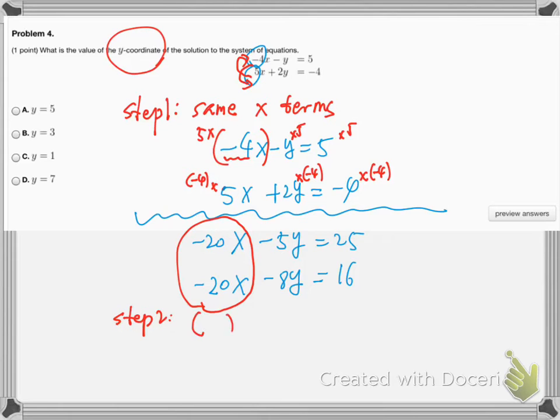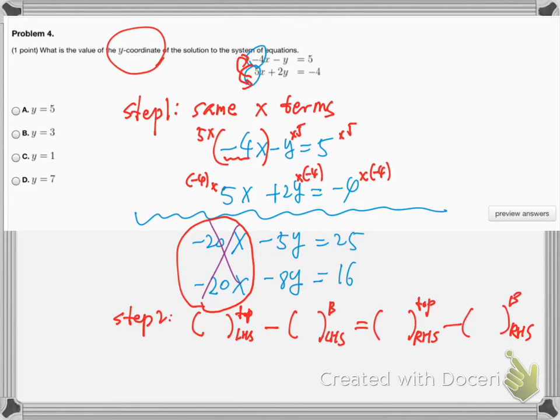Okay, so top left, the first equation on the left hand side minus the bottom left is equal to the top right hand side minus the bottom right hand side. So we use left hand side minus left hand side, right hand side minus right hand side. So now the x part will be cancelled because they are the same. -20x minus -20x, they cancel.